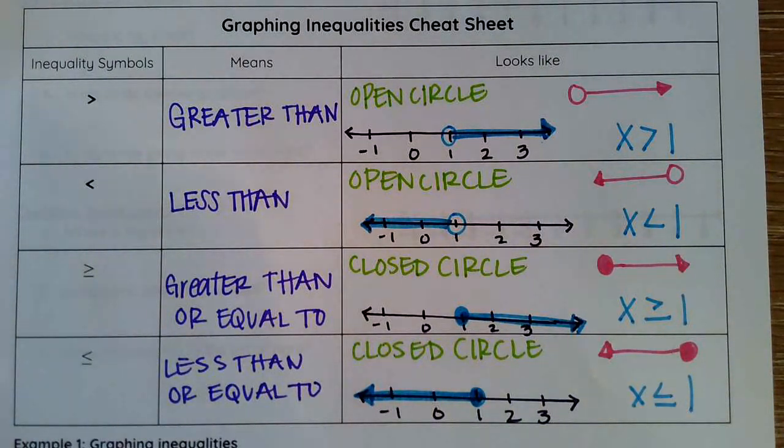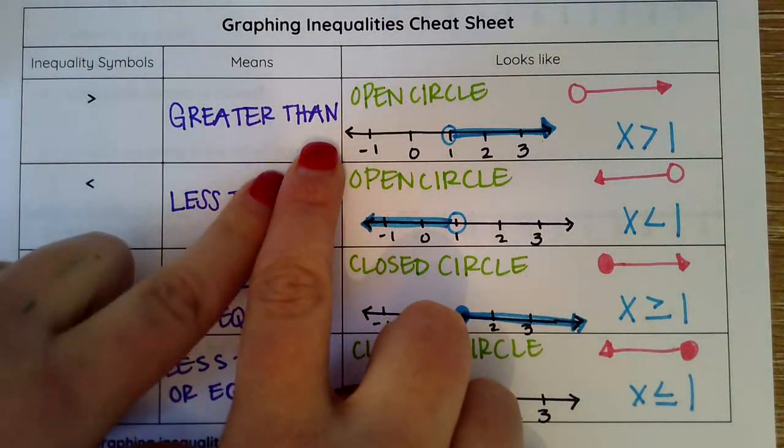The goal of the graph is to graph the solution set. If you will recall, the solution set is all the values that will make our inequalities true. So with a graph, we want to model which values will make our inequality true. So let's start with greater than.